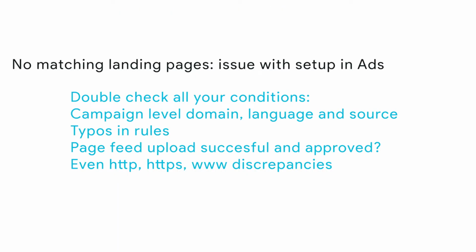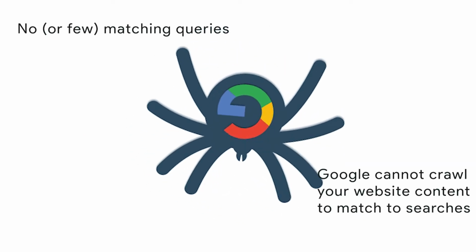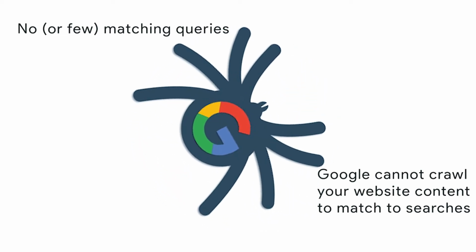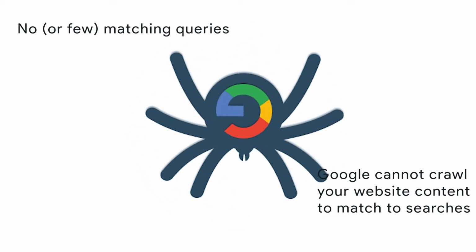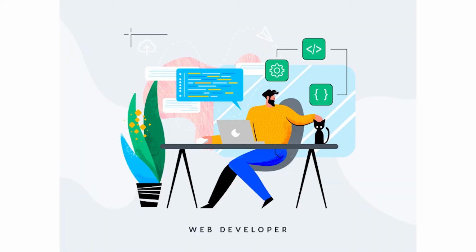No matching landing pages usually means there's something wrong with your setup in your ads account, so double check everything. If you really cannot find the error, you can contact ad support. Now, no matching queries usually means the information on your website or a specific page or a set of pages cannot be crawled properly by Google. If Google doesn't understand the contents of your website, it cannot match it to search queries. Instead of contacting support about this, it's best to contact or hire your webmaster.